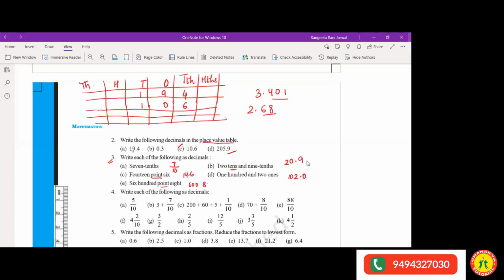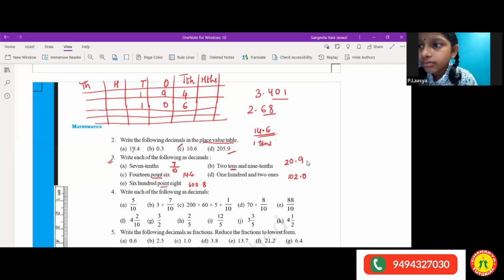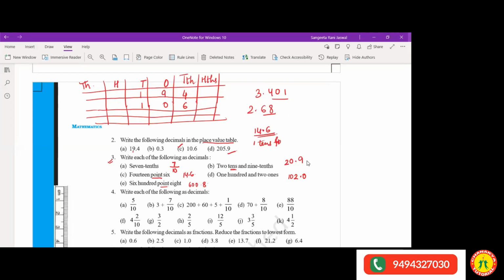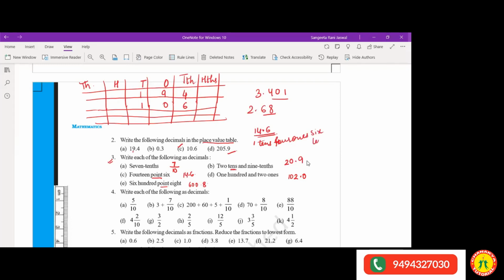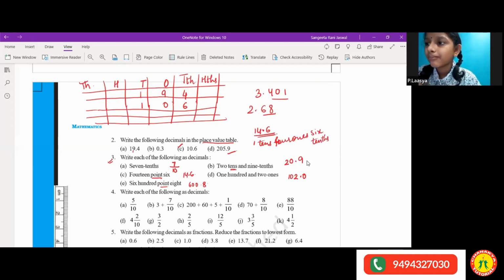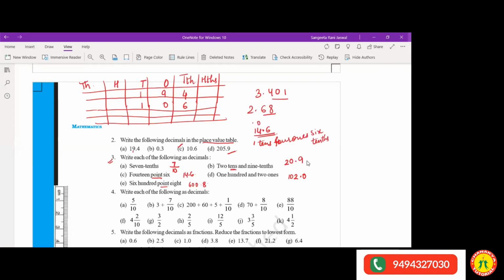Suppose you are given 14.6 in the exam and you have to write it in words. How will you write it? 1 ten, 4 ones and 6 tenths. Ma'am, I can't understand. See, this is the ones place, this is the tens place, this is the tenth place. 1 is at the tens place, so I am writing 1 ten. 4 is at the ones place, so I am writing 4 ones. 6 is at the tenth place, so I am writing 6 tenths.